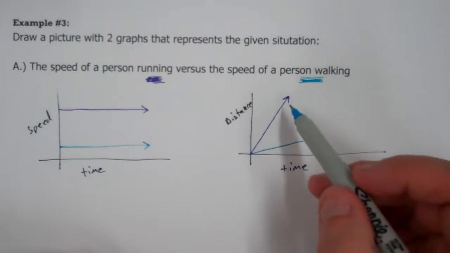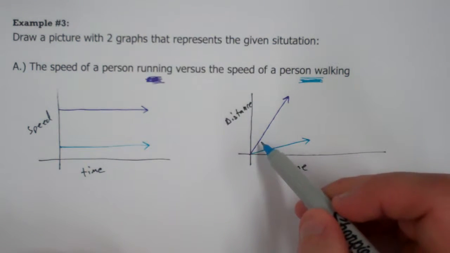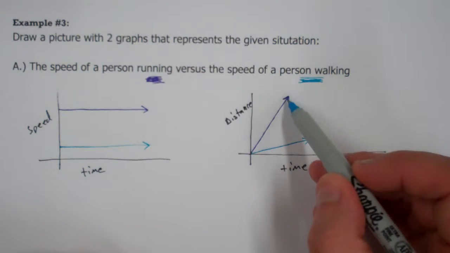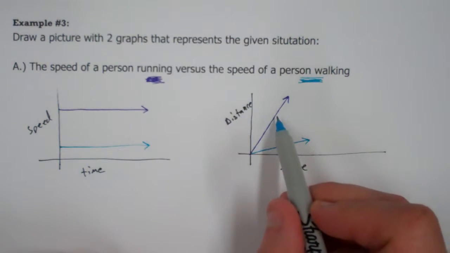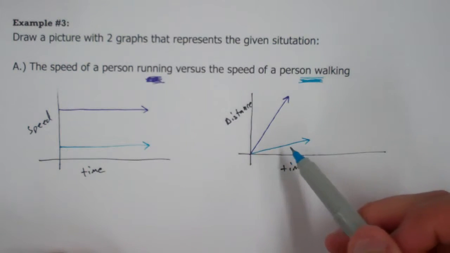We can also equate the steepness of each one of these lines to how fast they're going, and you can see that this is positive, so the person is going forward, and also the slope of this line is bigger than the slope of this line, and so we could say that the speed, which is distance over time, or the slope, is more than the line in blue.